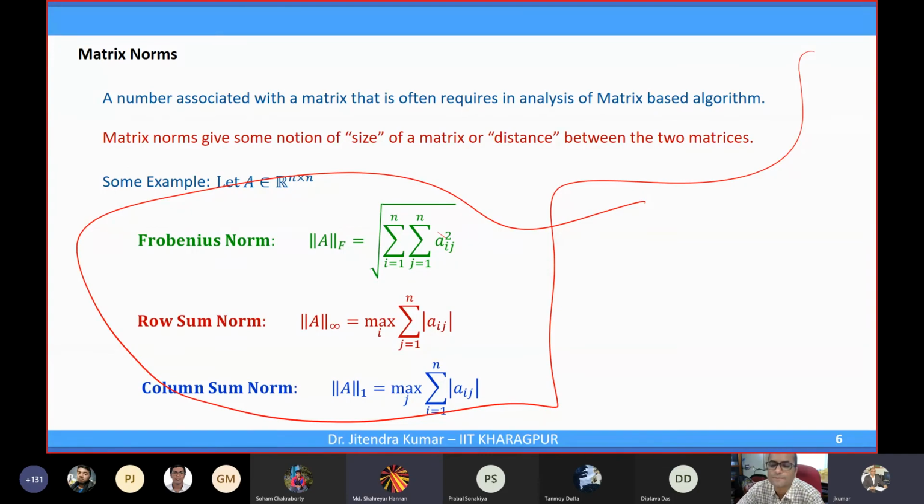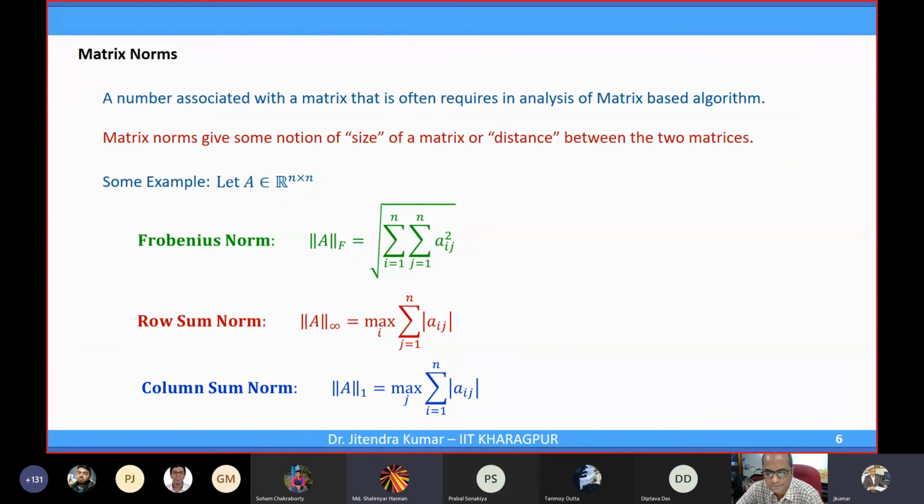Sir, in row sum norm you write subscript infinity, and in column sum norm you write subscript 1, why? There is no reason as such for this. It's a notation which is very standard and used in all sorts of literature. The reason comes from the vector norm, where the first definition comes. This is a generalization of that.